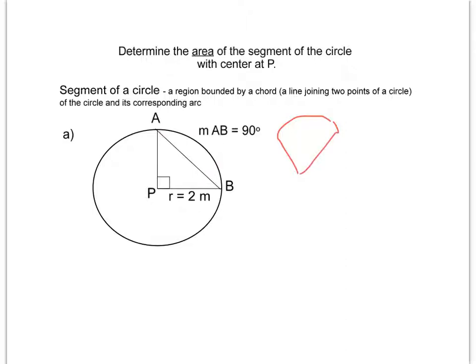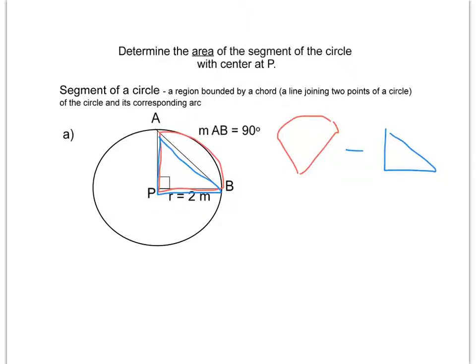That's this sector right here. And then we're going to subtract the area of the triangle. And you can see that this is the area of my triangle right here. Okay, so we're going to find the area of my sector first. We'll do that back in red.